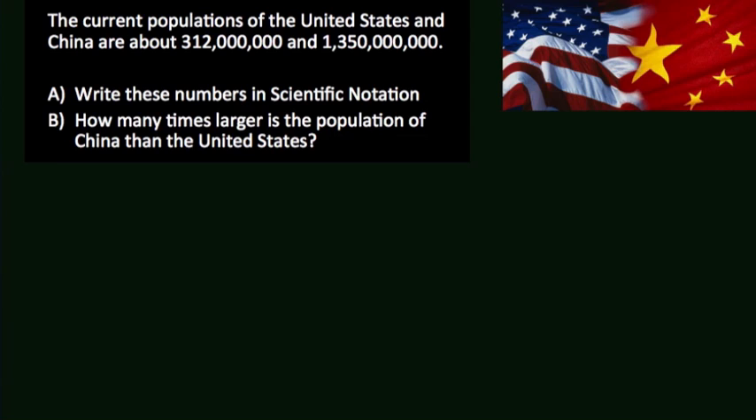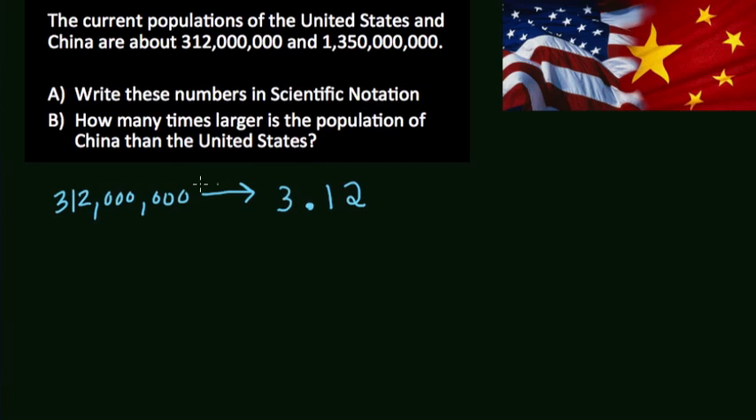Okay, so we've got a problem here dealing with the current populations as of 2012 of the United States and China. So the United States is at about 312 million people. If we write this in scientific notation, we want to start with a number that's between 1 and 10. An easy way to get that number from this large number is just to place a decimal between the 3 and the 1, because then we get 3.12. That's between 1 and 10, and within the range we need.